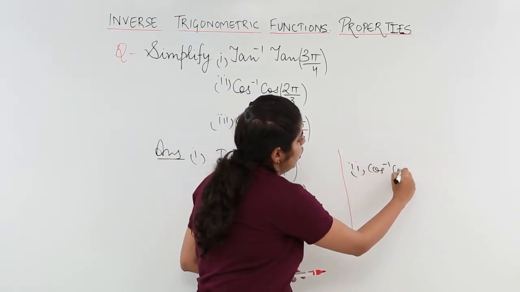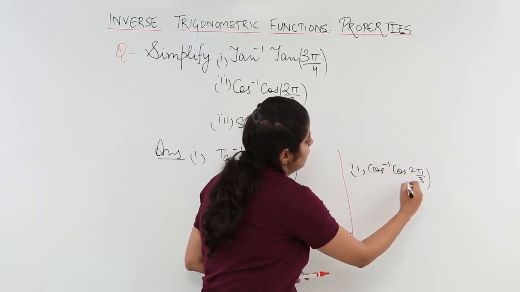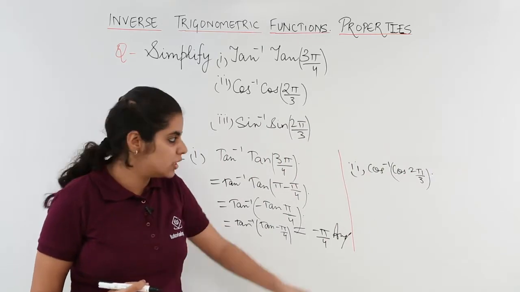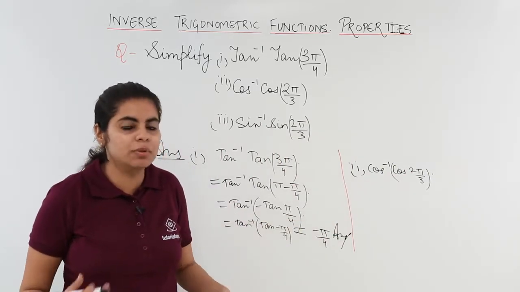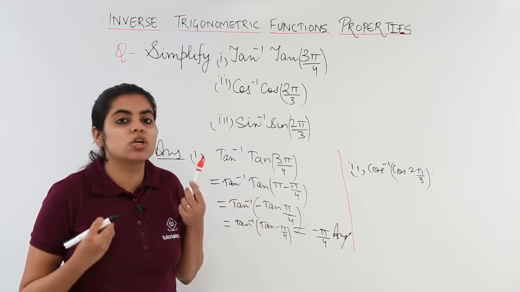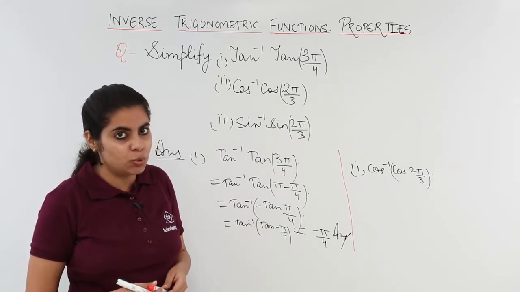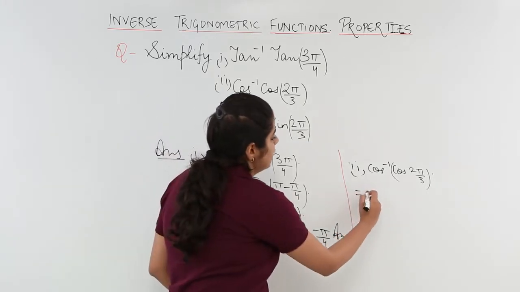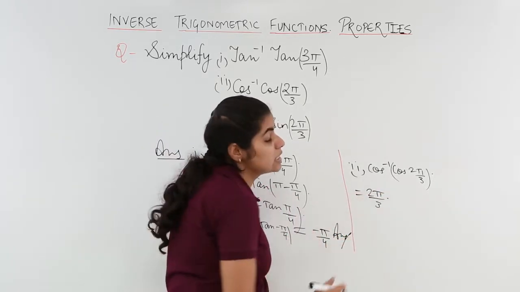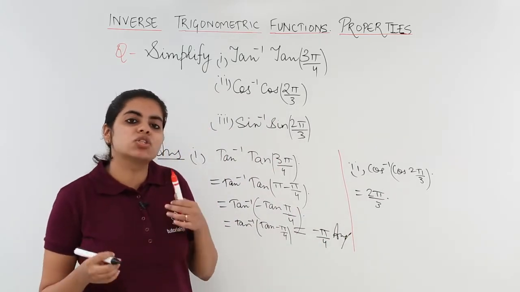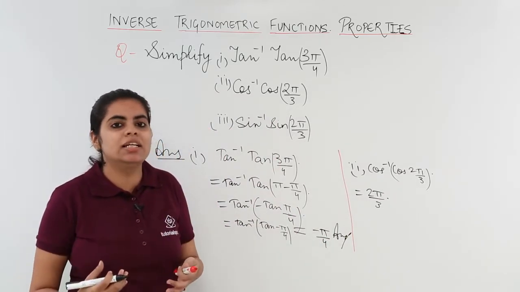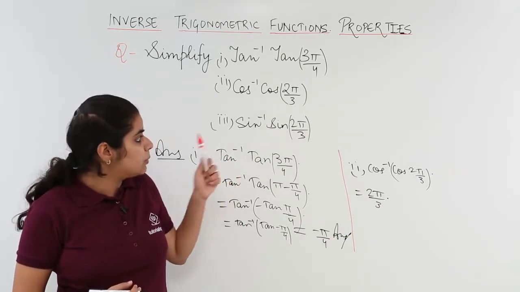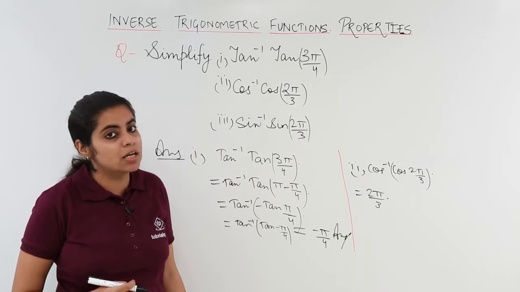Cos inverse cos of 2 pi by 3. Now what is 2 pi by 3? 2 pi by 3 lies within the principal value branch of cos. Yes, because the cos inverse principal value branch is 0 to pi and 2 pi by 3 lies in it. So my answer is nothing but 2 pi by 3 as it is, no changes. Why? Because cos inverse cos theta is theta only if theta lies in the principal value branch. What about the third part? The third part is a bit tricky.